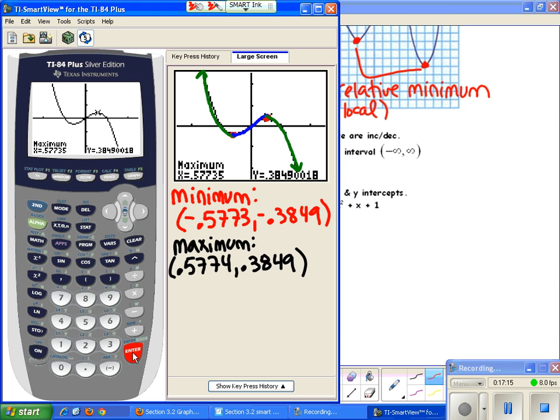So for this, I'm going to go ahead and do the first part, which is decreasing. So I'm decreasing from the interval negative infinity, comma, and notice you're using your x values, so the x value of your minimum is negative 0.5773, parenthesis, because remember for increasing and decreasing, that's the point where it's changing, so we don't use brackets.